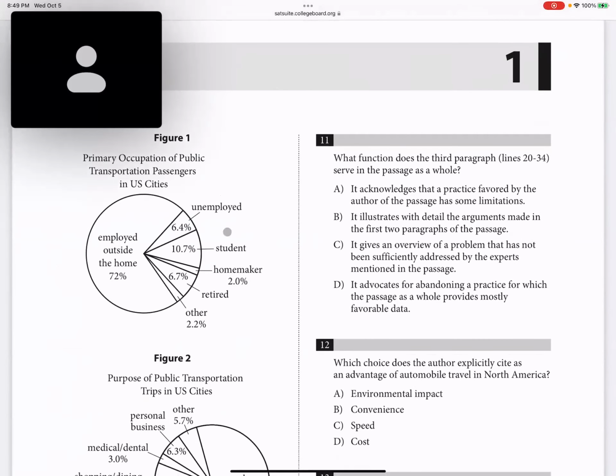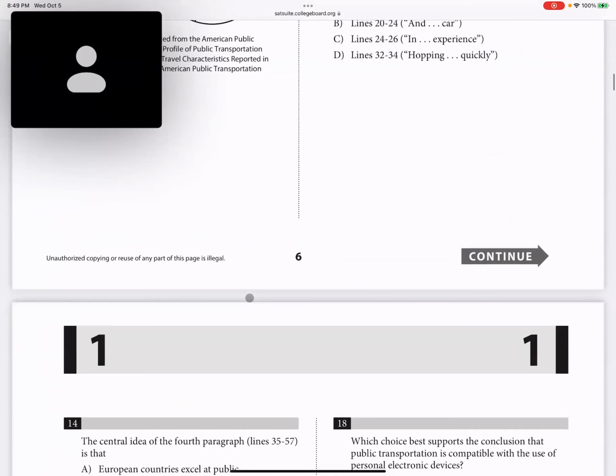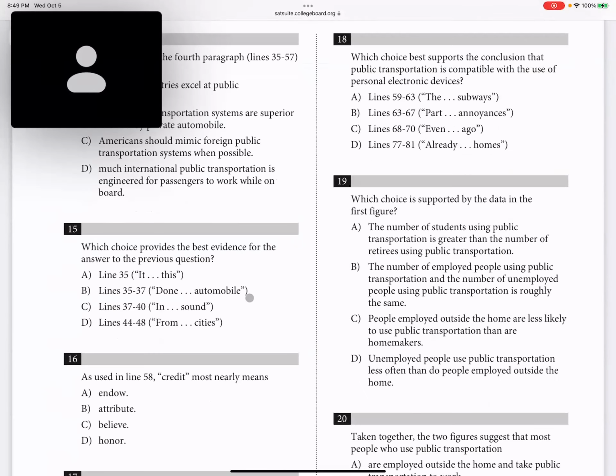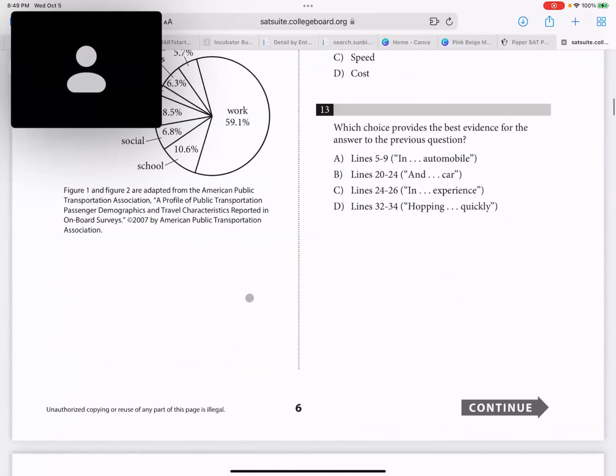Yeah, right. 10.7% for students, 6.7% for retirees. That's actually looking pretty good. A is looking good so far. The number of employed people using public transportation and the number of unemployed people using public transportation is roughly the same.